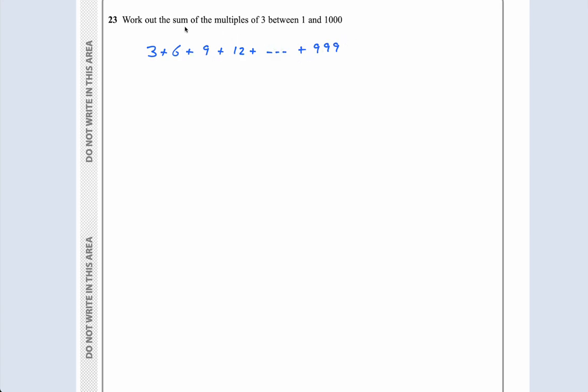So the sum of this is the sum of an arithmetic sequence. Now we have the sum formula, S of n is equal to n over 2 into 2a plus n minus 1 d. This is in the formula sheet. Again, I don't want to scroll all the way up, but you should have your formula sheet and you should be able to see this. So to find S of n, we need to just decide what is n, what is a, and what is d.